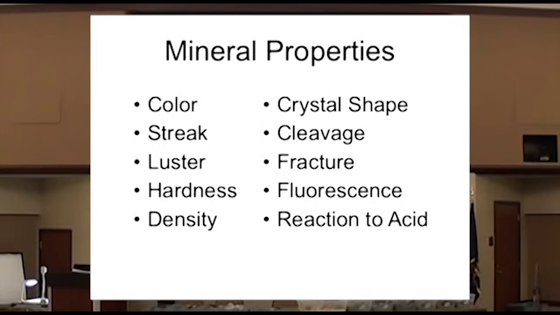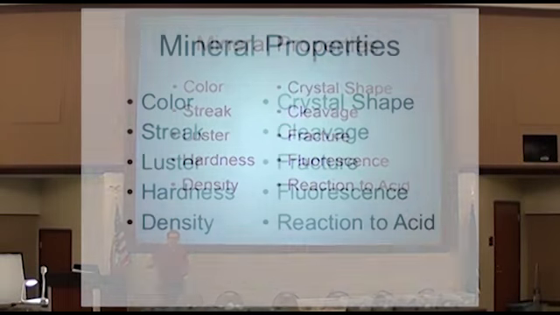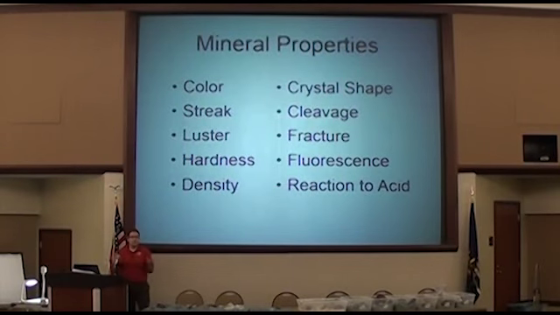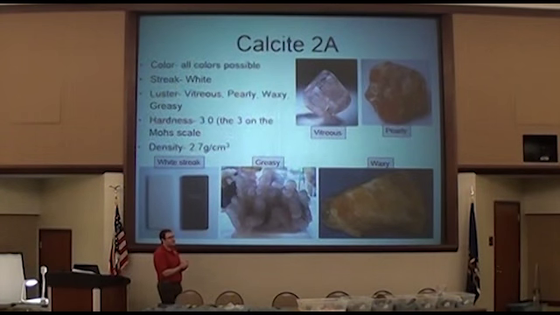Crystal shape, that's the shape that the crystal forms into. Cleavage, that's the way that the mineral breaks when it breaks along those crystalline lines, along the internal lines. Fracture is the way that it breaks when it doesn't break on those cleavage planes. Fluorescence is what happens when you put the black light, ultraviolet light, over it. And reaction to acid, whether or not it bubbles or foams when we put acid on it. We usually say hydrochloric acid as a basic line. So the first one we're going to talk about is the mineral calcite.